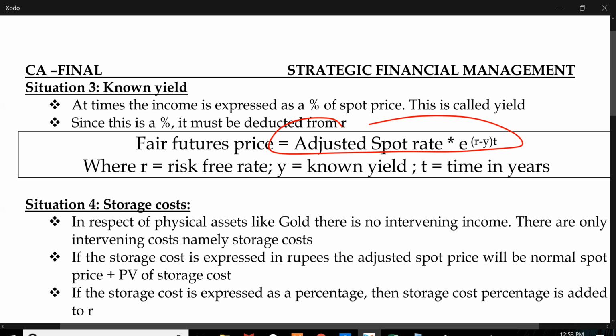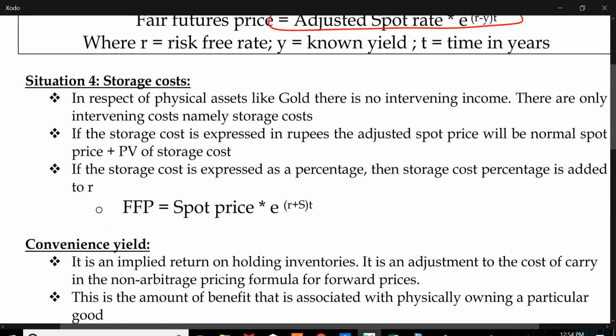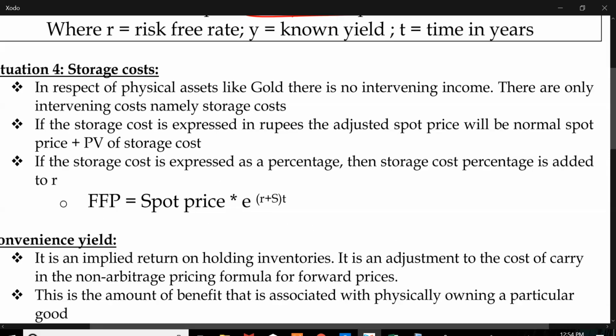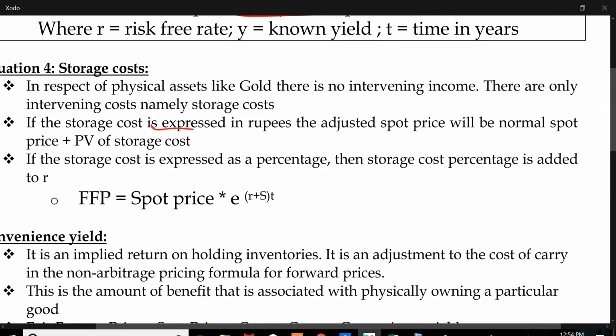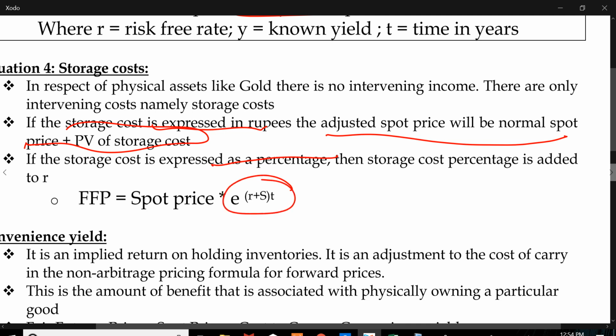Same formula. If dividend is in percentage, you deduct the dividend income. If storage cost is in percentage, you add the storage cost percentage. If the dividend is in rupees, you adjust it from the spot price. If storage cost is in rupees, you add it to the spot price. So that is your fourth and the fifth scenario. Both the scenarios are done together. If the storage cost is expressed in rupees, the adjusted spot price will be the normal spot price plus present value of storage cost. If it's expressed as a percentage, it is e power (R plus S) into T.